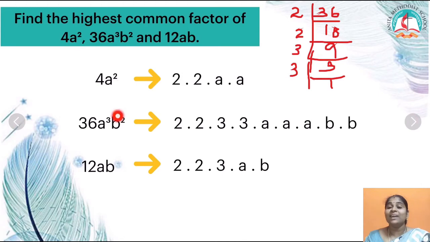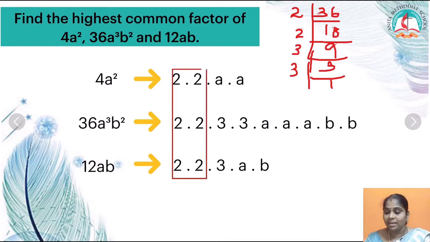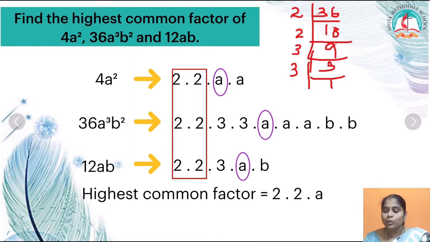Now look at what is common here. Yes, each one has 2 times 2. So that is common here. And look at the other variable. Here a into a, here a into a, but here you have only a. So only 1 time of a is common for all of them. So we can write a is common. So what is the common factor here? 2 and 2, so 2 into 2 into a. So 2 into 2, 4. So 4 into a, 4a. What is the highest common factor of these three monomials, children? Yes, it is 4a.